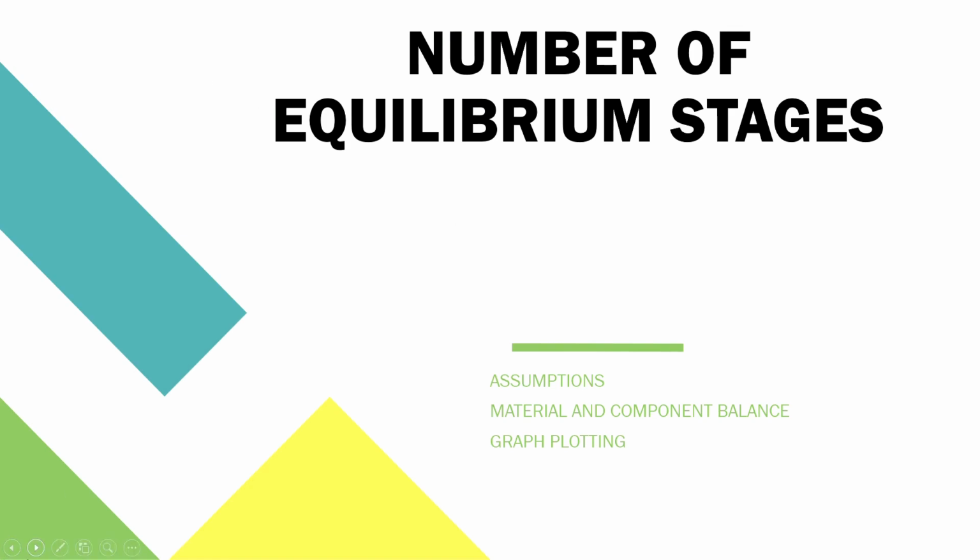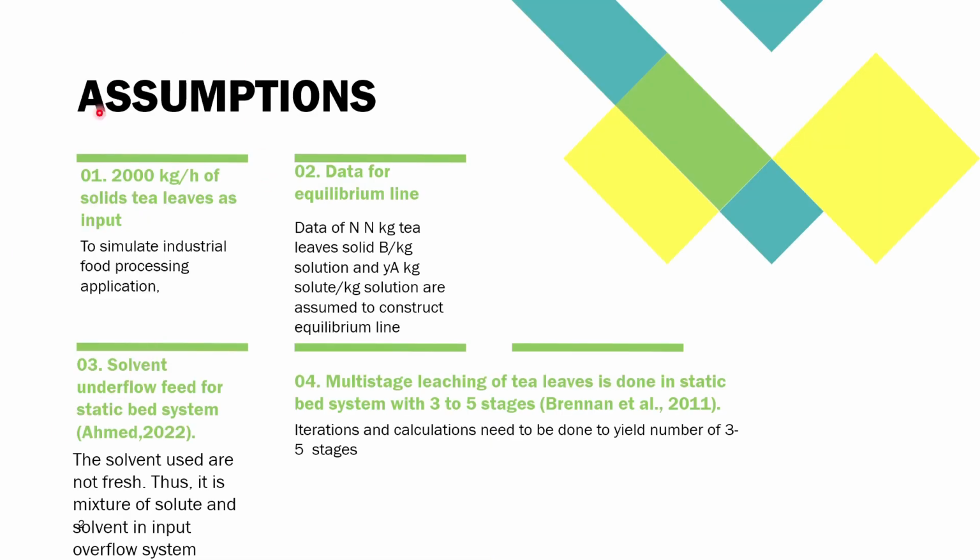Now moving on to the next part, which is the number of equilibrium stages. Here some assumptions are made in order for us to do some calculations. Firstly, this amount of solid tea leaves is fed at the beginning of the process. Secondly, a set of data of the equilibrium line is assumed in order for us to plot the graph.